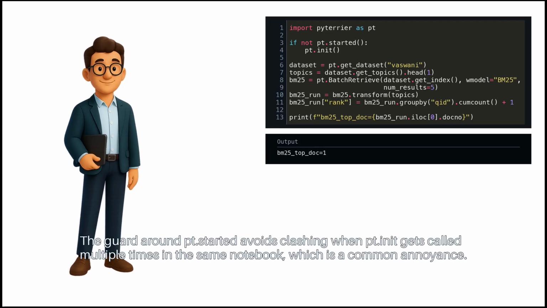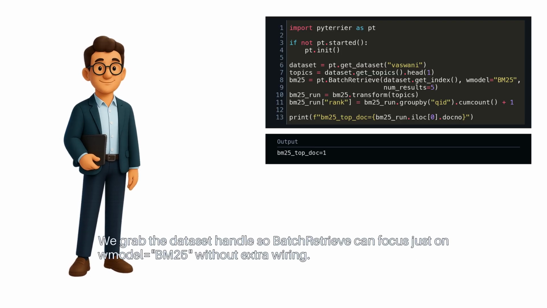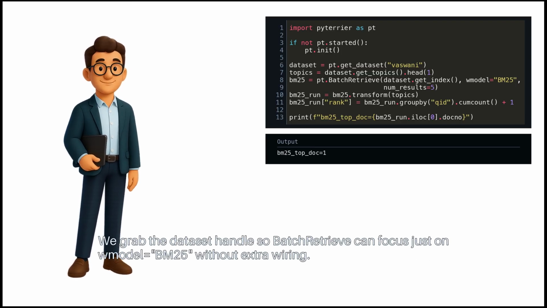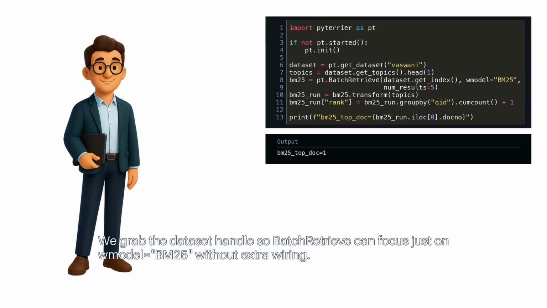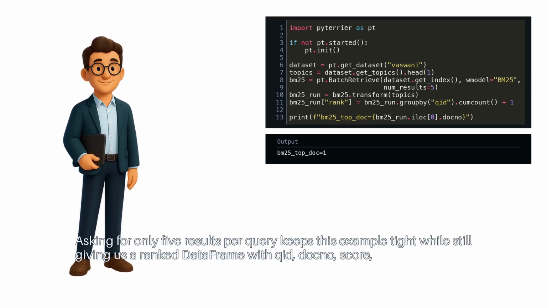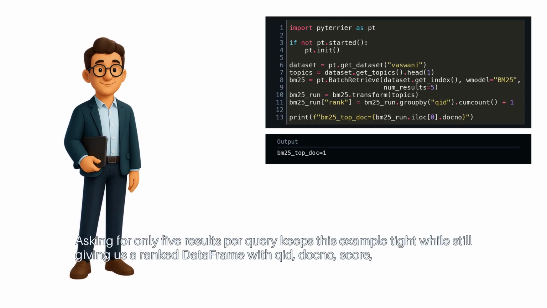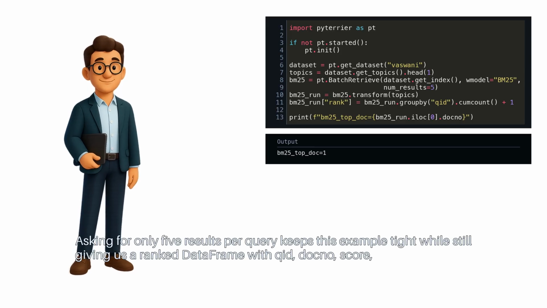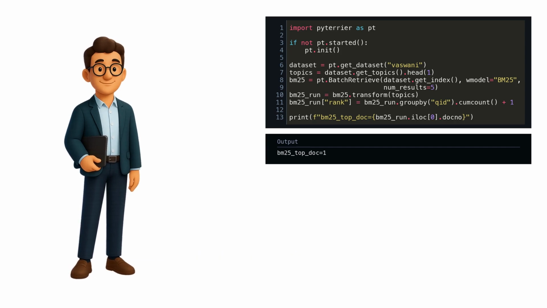The guard around pt.started avoids clashing when pt.init gets called multiple times in the same notebook. We grab the dataset handle so batch retrieve can focus just on wmodel equals BM25 without extra wiring. Asking for only 5 results per query keeps this example tight while still giving us a rank data frame with qid, docno, score, and an explicit rank column.